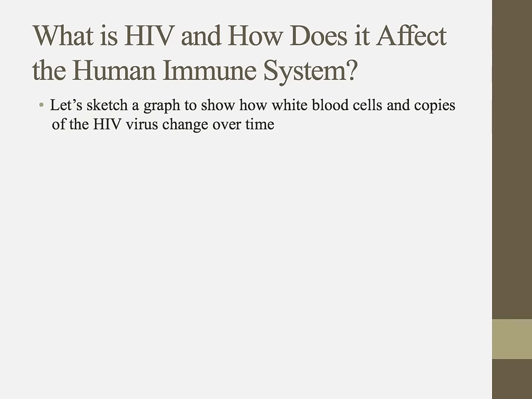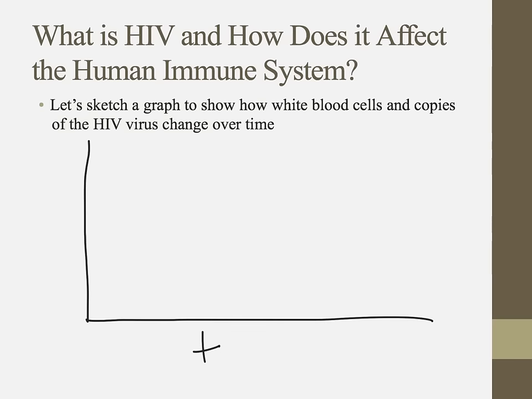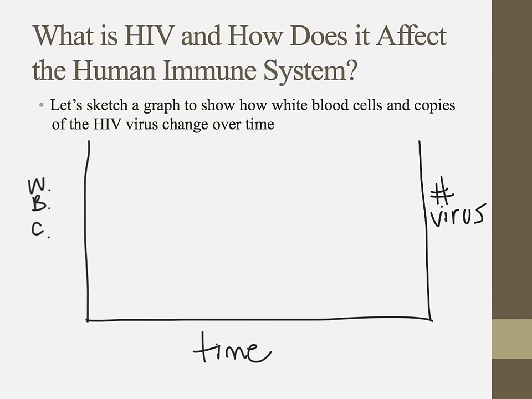Okay, so let's take a look at a graph to show how, over time, these white blood cells, not really the macrophages but the ones involved in specific immunity, are going to change. We're also going to add in an axis over here, because here we're going to track the number of viruses in the bloodstream. So we should be able to see a relationship between these white blood cells and the numbers of HIV viruses in our bloodstream over time.